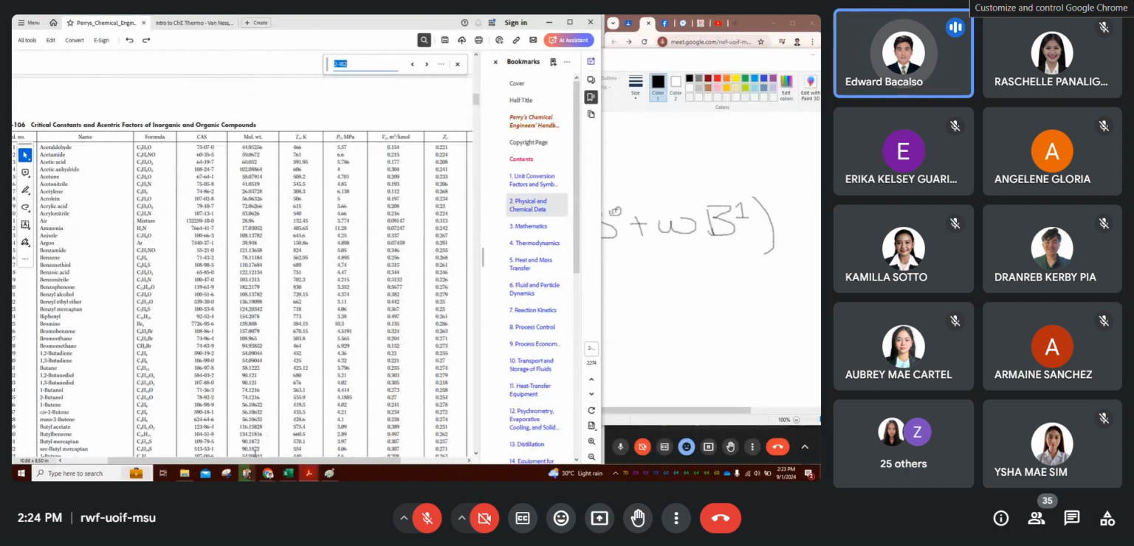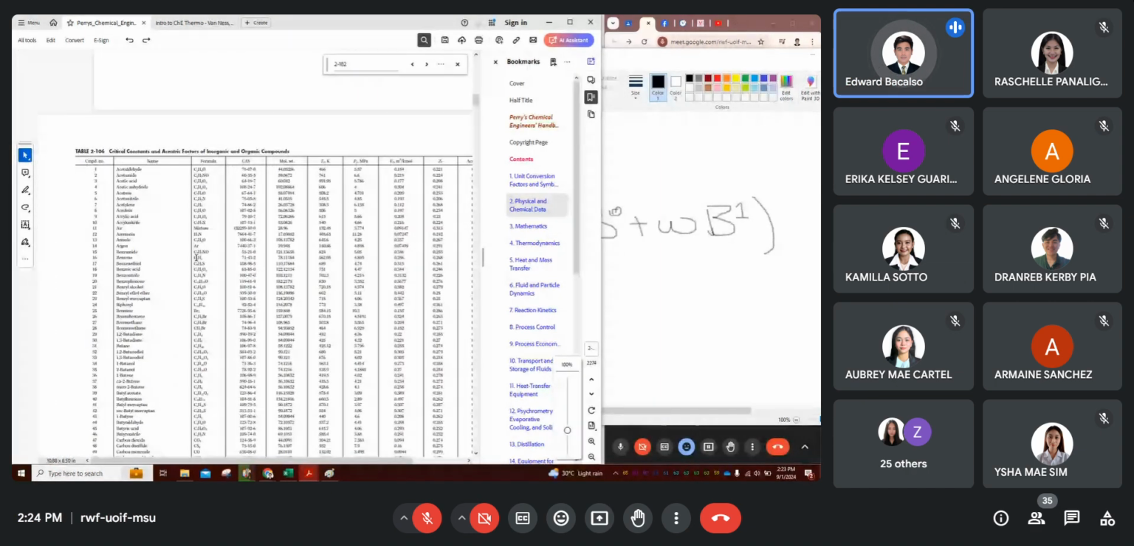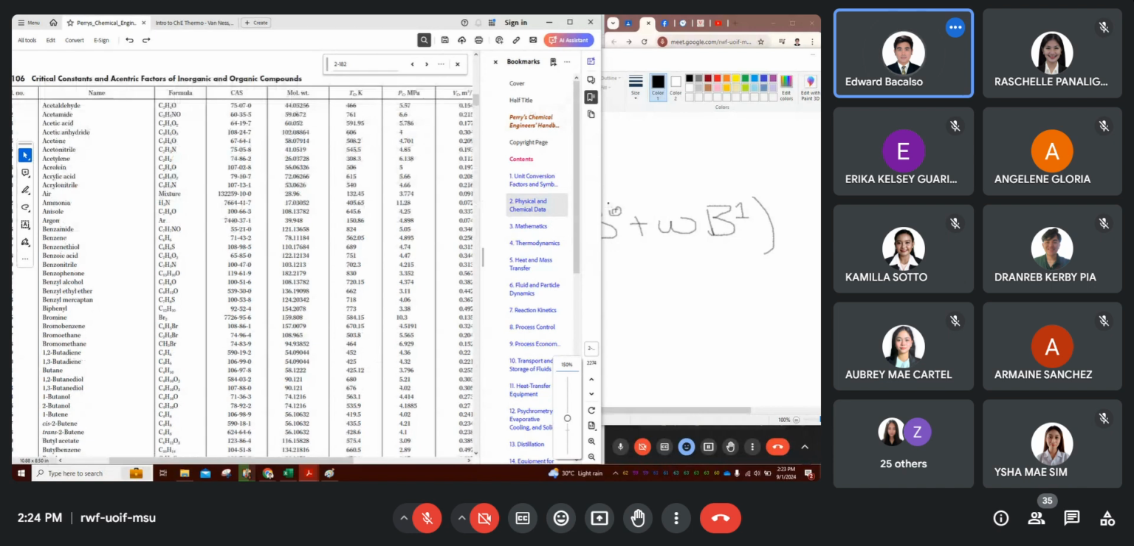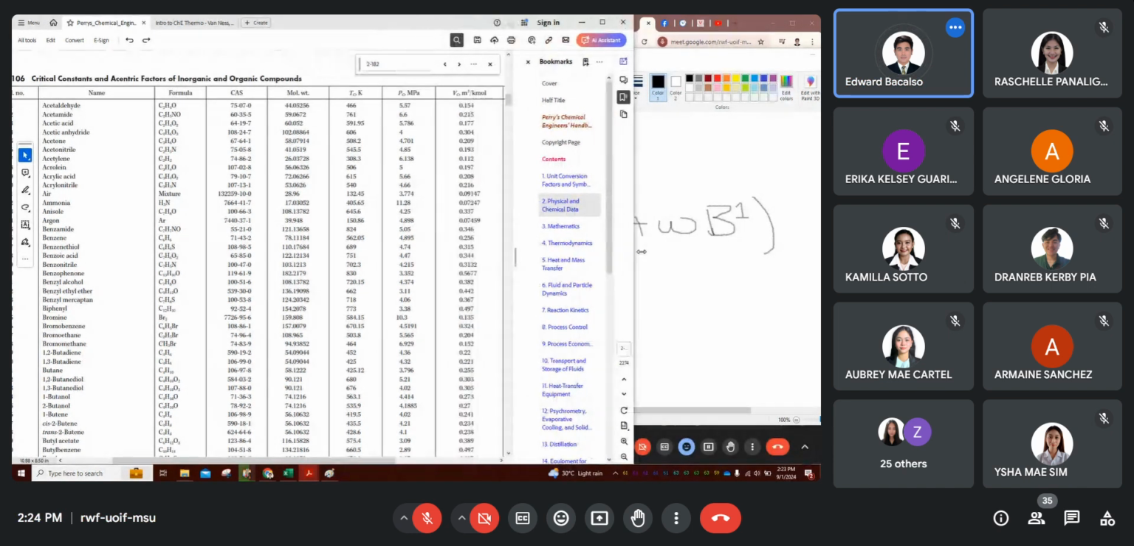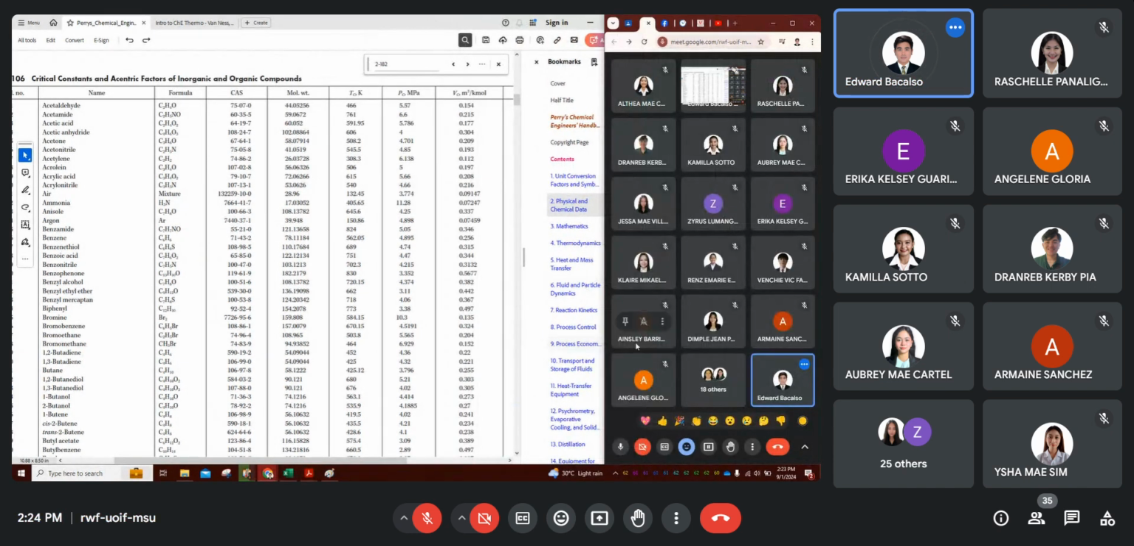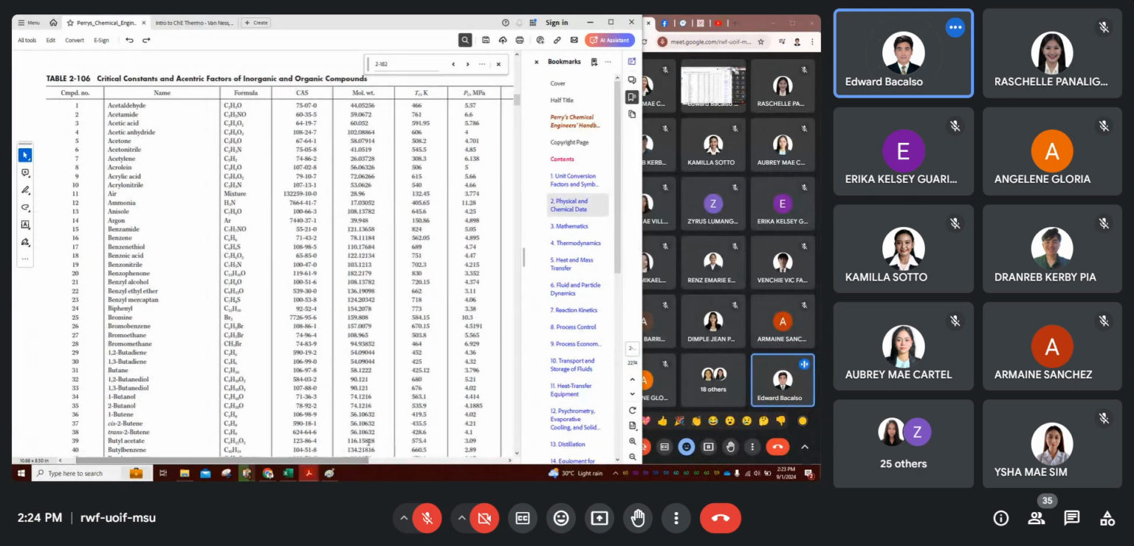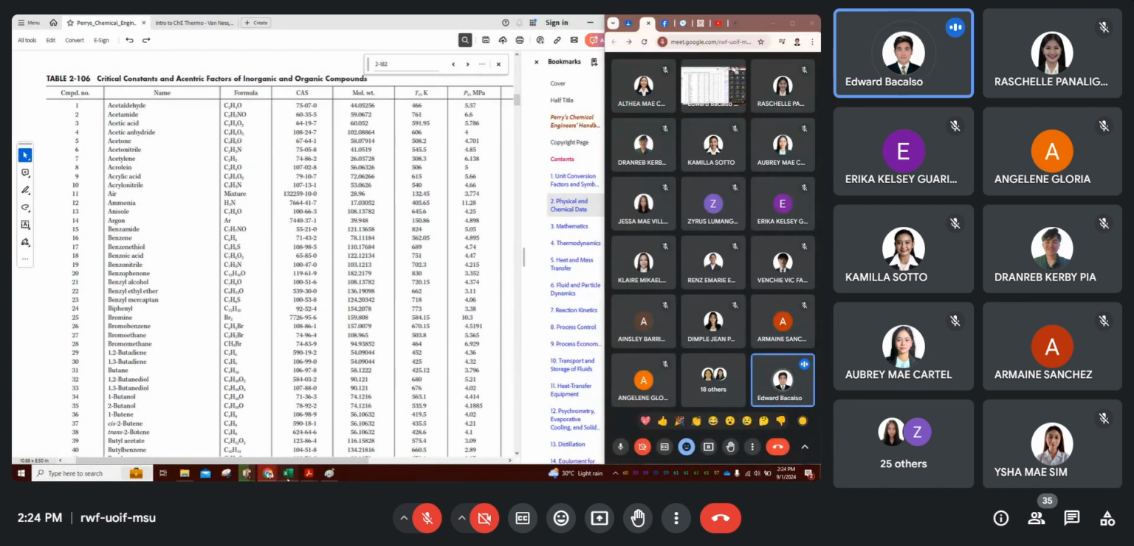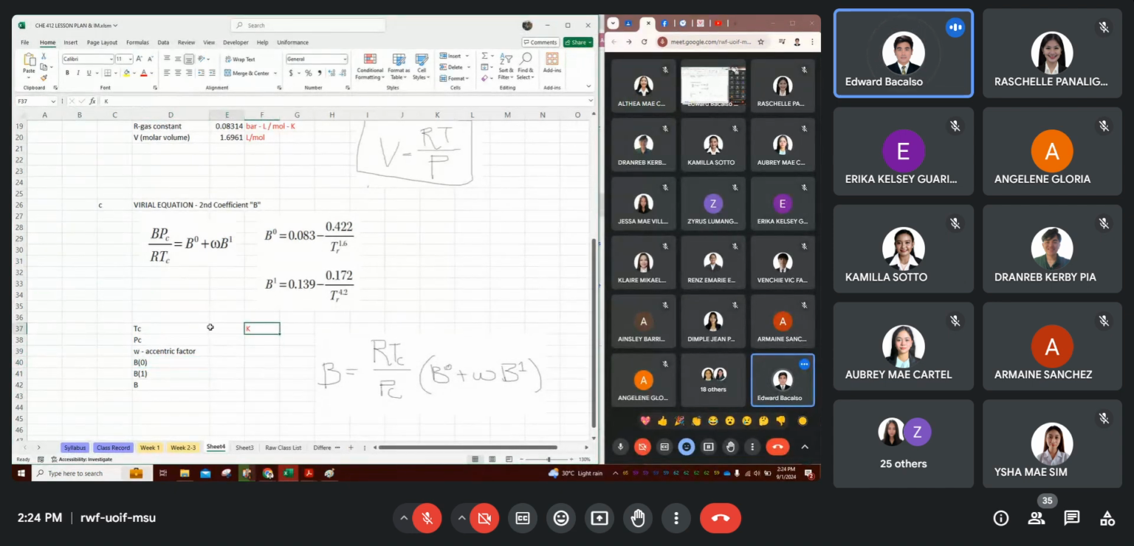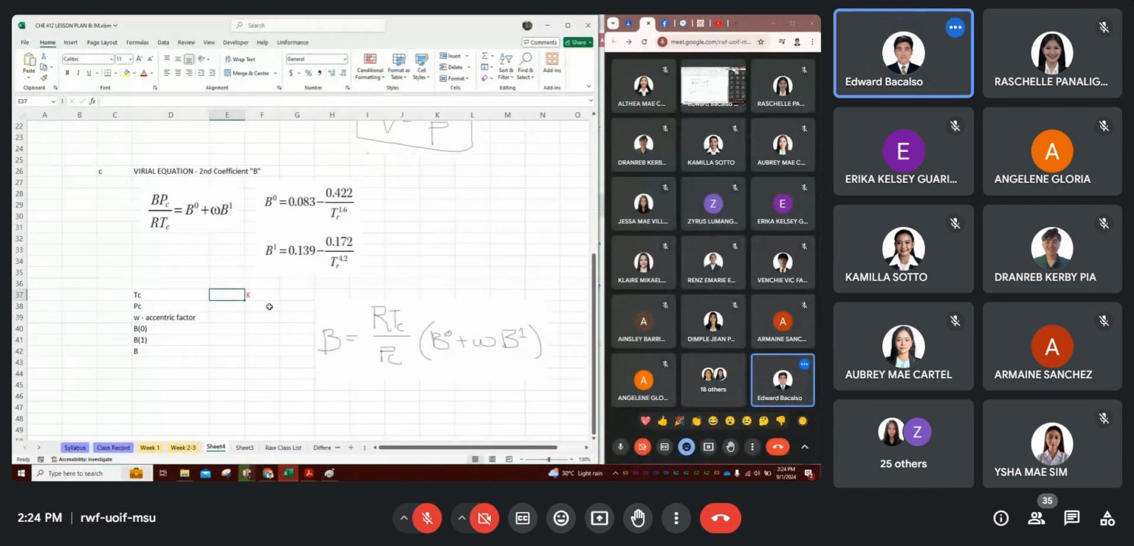On table 2-106. Kita ba? Okay. If you were to open also your own handbooks, kita nyo yan doon. Ang hinahanap, critical temp, critical pressure, and eccentric factor. Okay, so before anything else, you need to identify ano yung fluid natin.